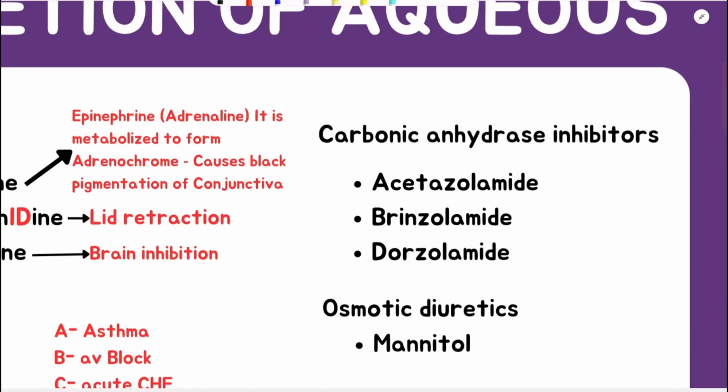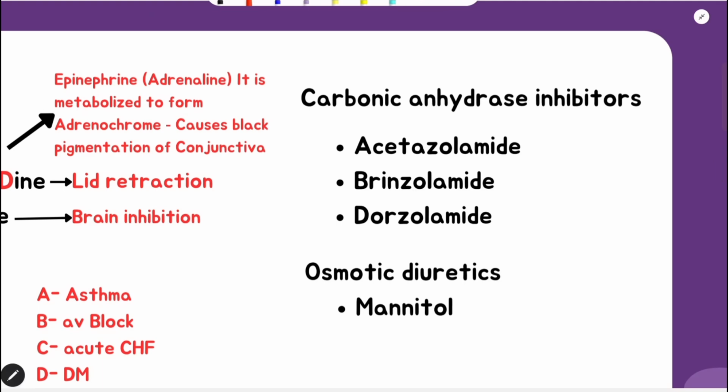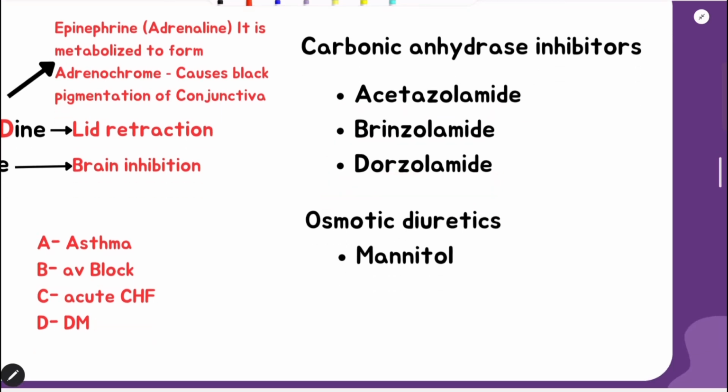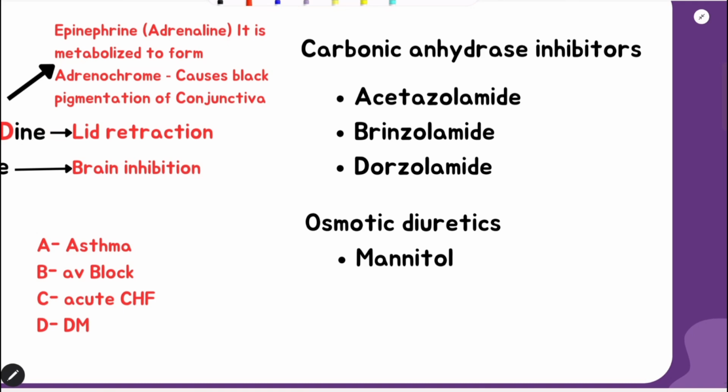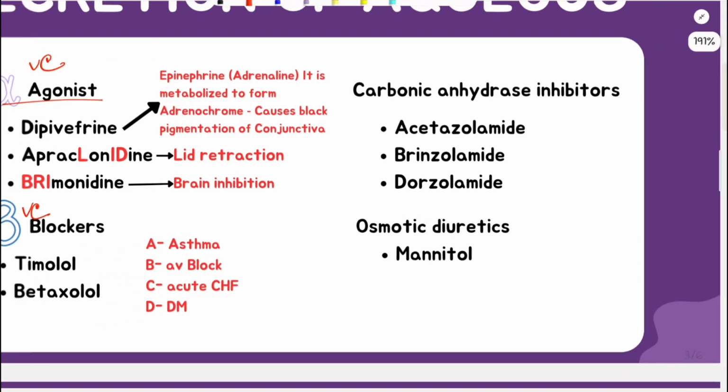The third group of drugs is carbonic anhydrase inhibitors. In aqueous humor, the carbonic anhydrase enzyme increases the secretion of aqueous humor. So if we block the carbonic anhydrase enzyme, it will result in decreased secretion of aqueous humor. The drugs in the carbonic anhydrase inhibitor group end with zolamide, and the drug names are acetazolamide, brinzolamide and dorzolamide. The fourth group of drugs we can use to reduce the secretion is osmotic diuretics such as mannitol. These osmotic diuretics will pull the water of the aqueous humor into the blood vessels, and that will help in reduction of intraocular pressure.